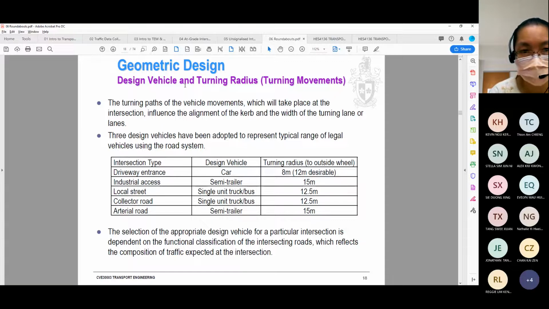In terms of geometric design, what we need to consider for your roundabout, especially if the roundabouts are very small, is the turning movements in terms of the design vehicle, because your design vehicle would dictate the turning radius, and eventually the size of the roundabout that you should be using.